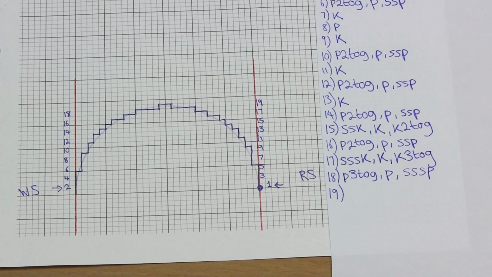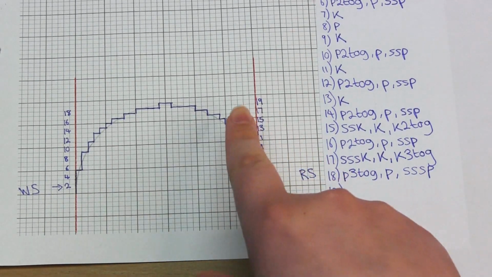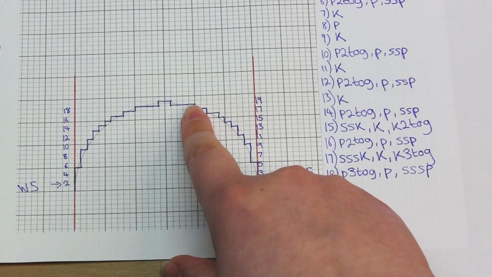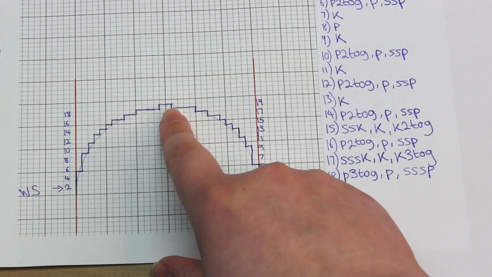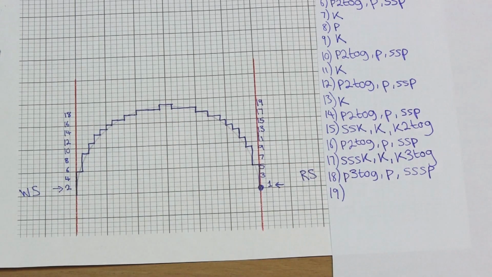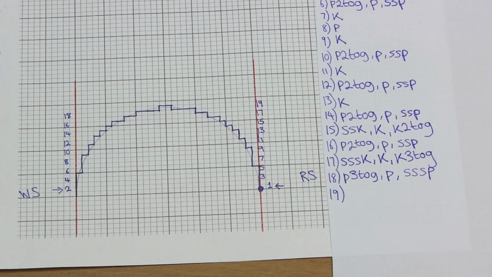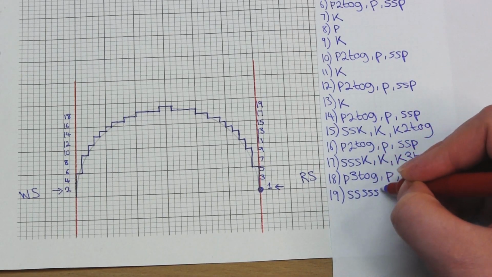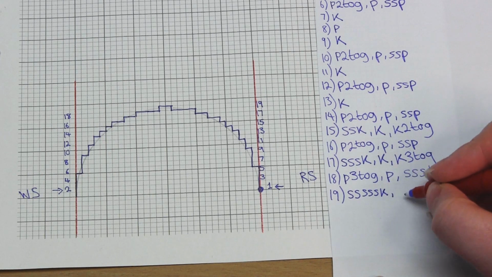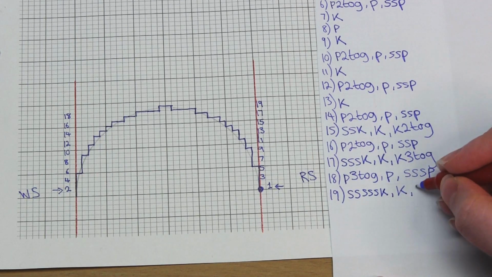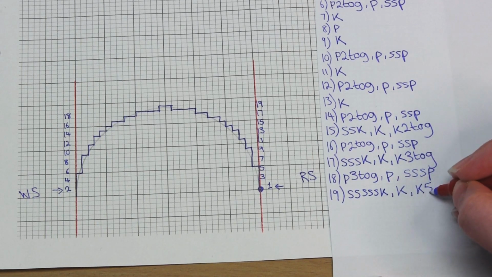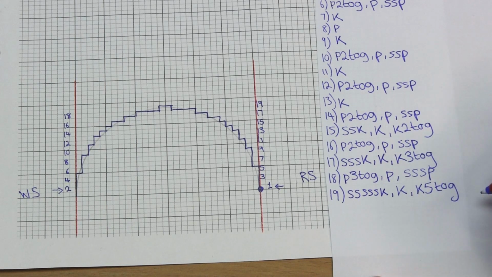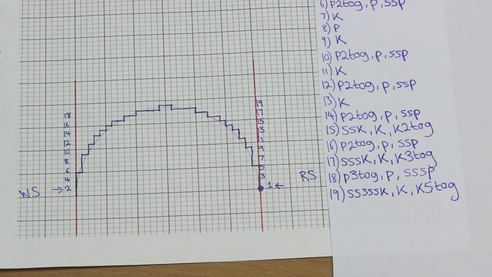And finally on row 19 we have 2 steps, and these are 4 stitches wide. This means that for each step you need to go down from 5 stitches to 1. So going from right to left you need to do an SSSSK, then knit 2 stitches, and then do a K5 tog. And after that you would just bind off those last 2 stitches.